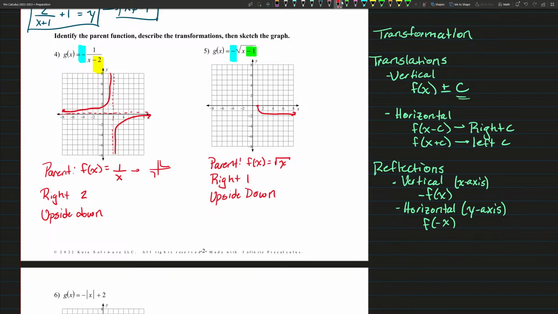And if you want that help, you can always graph this on a graphing calculator, but I still want you to actually tell me what the parent function is and then describe the transformations. So parent function right here, describe transformations, and then graph it.